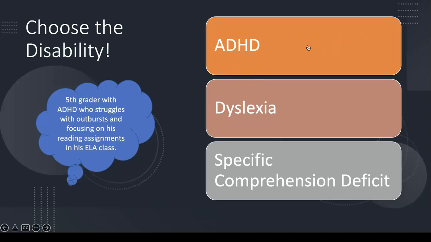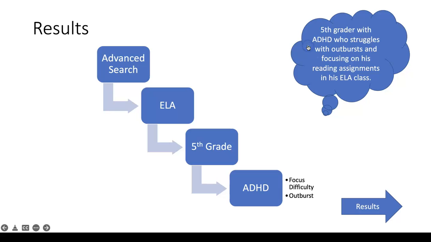If you said ADHD, you got it, dude. Okay, so here are our results. What you should have input is advanced search, ELA, 5th grade, ADHD. Now, if it didn't come up with anything to your liking, you can always go into the sub-brackets and put focus, difficulty, and outburst. So let's see what the results are.